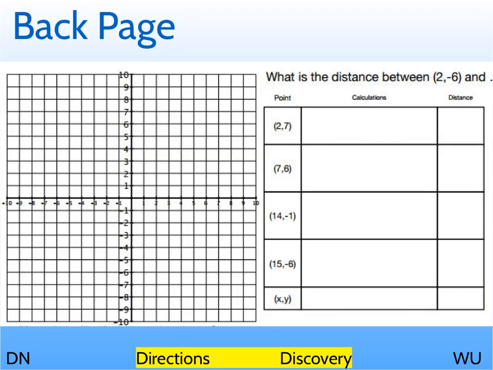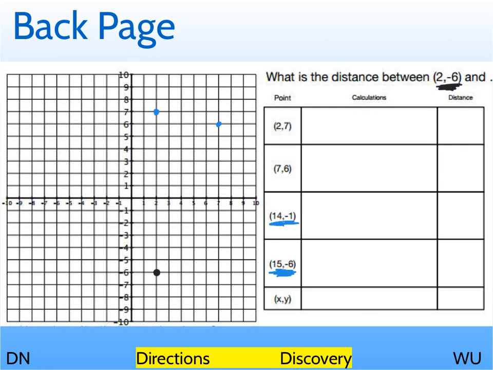On the back page, you're actually going to change the center. The center has changed to (2, -6). So this is the center of your circle. And you want to find the distance from (2, -6). The first point is (2, 7). The second point is (7, 6). You want to find the distance from that center, (2, -6), the black dot, to those blue dots. Yes, I know, these don't fit on the graph.